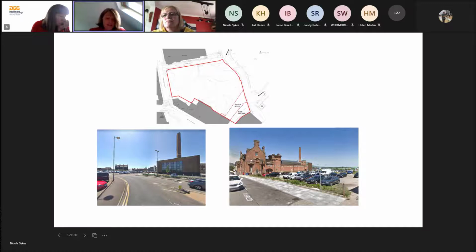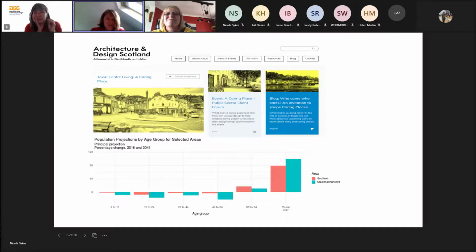And alongside that, Architecture and Design Scotland were developing their new Caring Places initiative, which was looking at smart and innovative solutions to make town centre living places for older people and older generations where they could access services in a safe and convenient way.